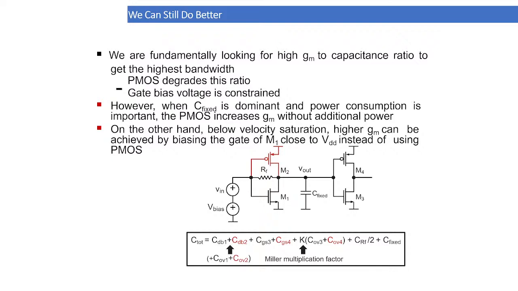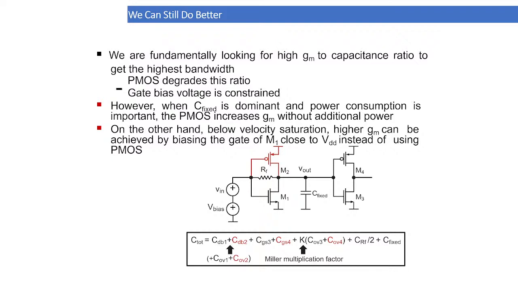Then gate bias voltage is again a constant. So these two are the hurdles, the important points that we have to look into. One is that PMOS will degrade the ratio when we have PMOS with NMOS. So that will degrade the ratio, and somehow we have to take care of that. And gate bias voltage is also a constant.